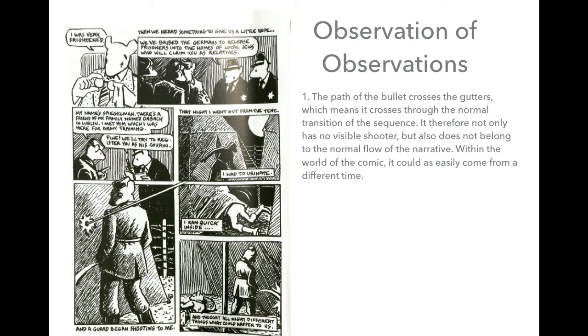Now, in this case, I'm asking myself, what is the gutter exactly? What is it doing? Right? Well, if you go back and look at the slide earlier on the gutter, the space between panels, it usually indicates the passage of time or the passage of one focus to another. Now, for something to cross that means it is not a part of the flow of the story. It's not a part of the time of the story, or not a normal part anyway. It also means in this case that there's no visible shooter, and it's not a part of the flow of the narrative. Within the world of the comic, it could as easily come from a different time. Now, clearly, I'm not saying it comes from the future, but it is undeniable that it is crossing through the normal flow of time in the comic.